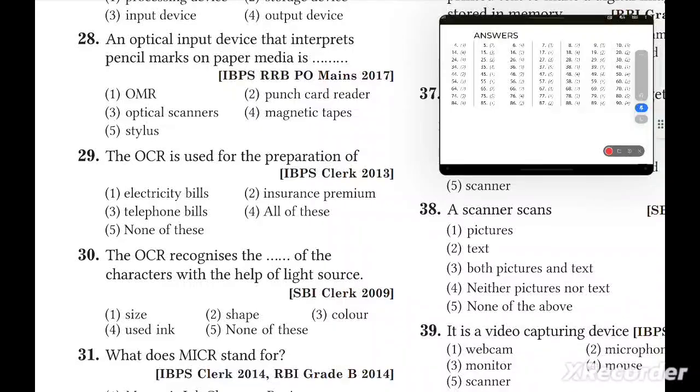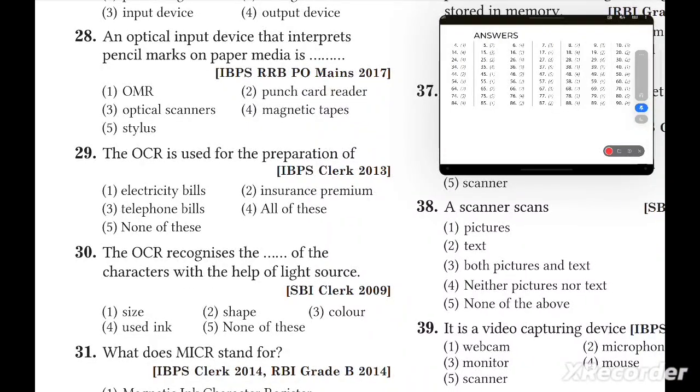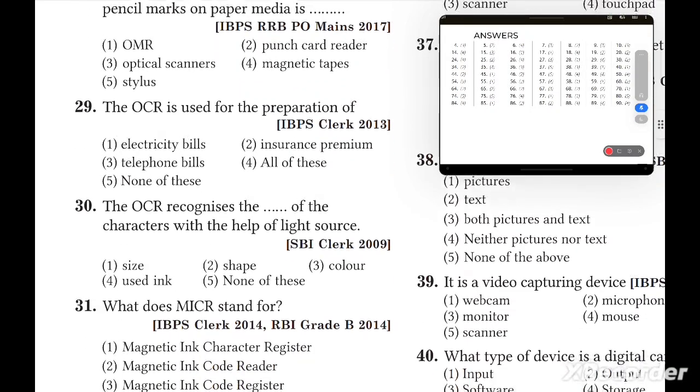Next, an optical input device that interprets pencil marks on paper media is first, OMR. Second, punch card reader. Third, optical scanners. Fourth, magnetic tapes. Fifth, stylus. The correct answer is first, OMR.